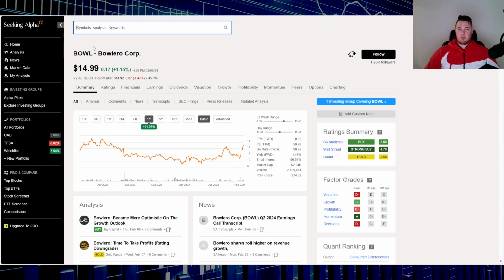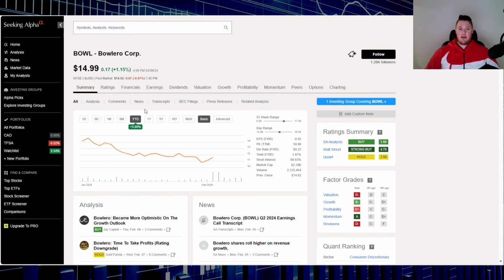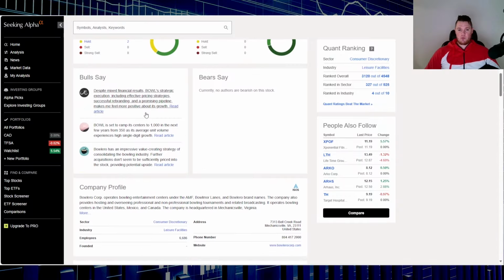Moving on to stock number 1. I think this one is everyone's favorite, Bowlero, ticker's B-O-W-L. I did really have to double check this one once I go over the short interest because, yeah, it's very high. So again, I'm going to go over all of that. Based on the last 1 year, it is up 11.95%. So this has gained a lot of popularity over the last little bit. 2024, up 5.86%.